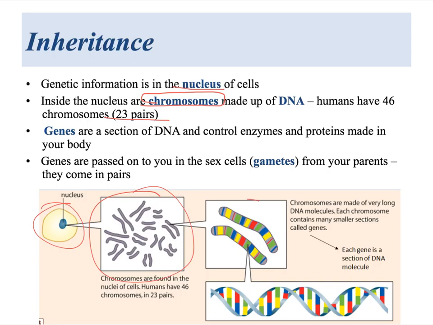Then if you split these chromosomes down, they're split into genes. These are lots of bands that show genes, hundreds of thousands on each chromosome. And then we go to our DNA. So we've got the nucleus, which is the largest, then chromosomes, next largest, then genes, and finally DNA.